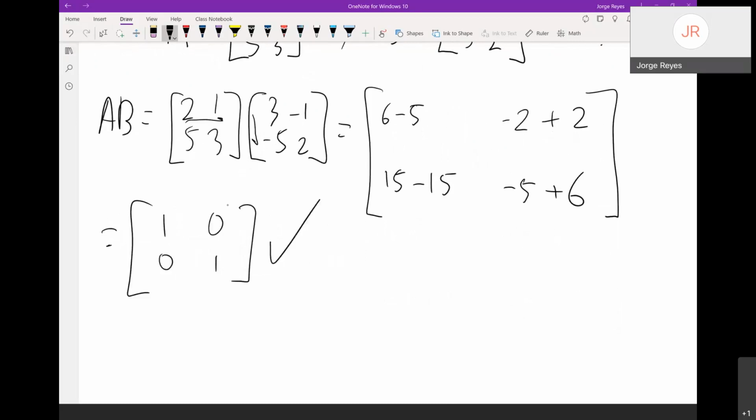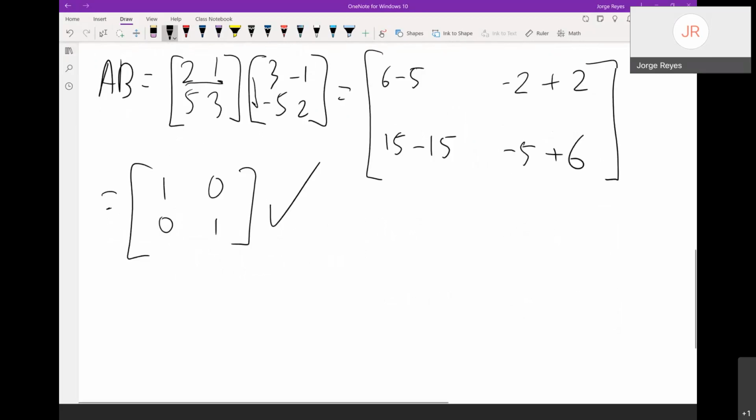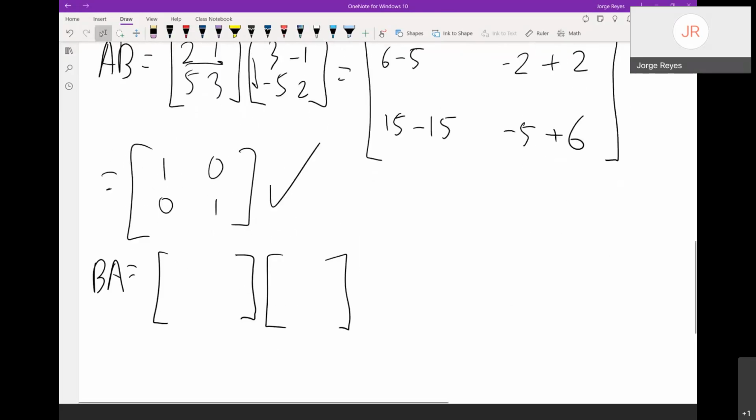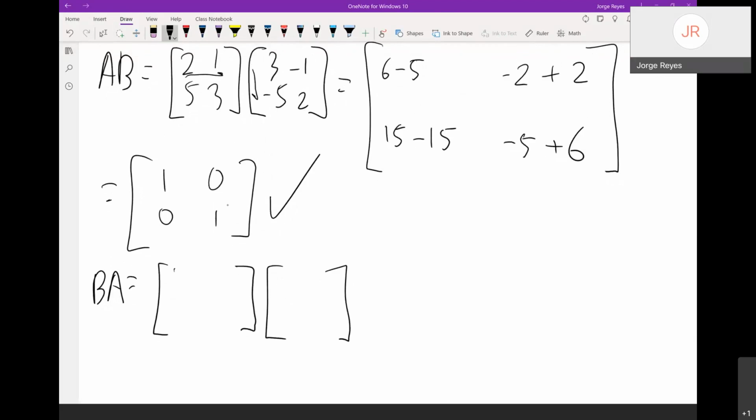Ta-da! But honestly, you do need to check BA, because I'm not really sure if it's possible. I think it literally is, but it's possible that it's only an inverse in one direction, which would make it a fake inverse, or not really an inverse. So you do need to check if it works both ways. So 3, negative 1, negative 5, 2, 2, 1, 5, 3.